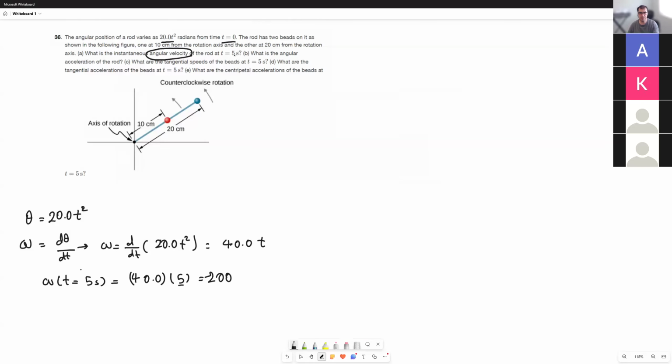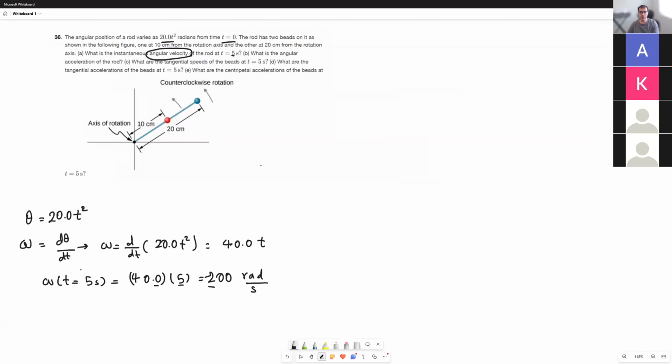Again, guys, you see 5 seconds is given to you with one significant figure. 40.0 has 3 significant figures, so we should have 2 significant figures here. Overall the way that they dealt with significant figures is not great in the OpenStax textbook. But anyways, there are very good problems. The unit is exactly radians per second.